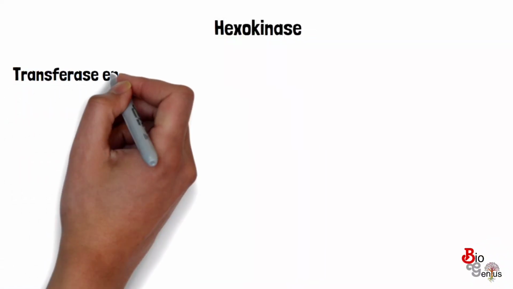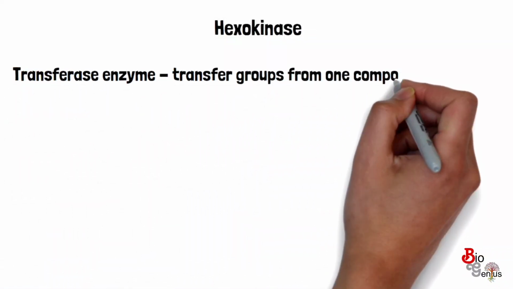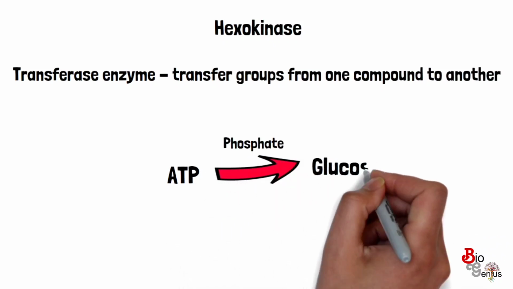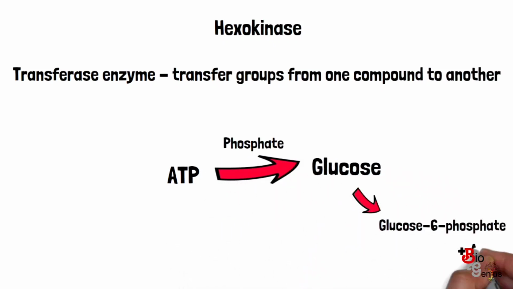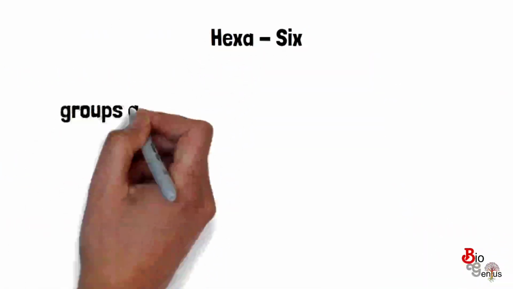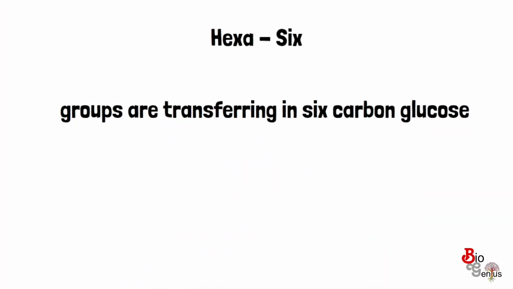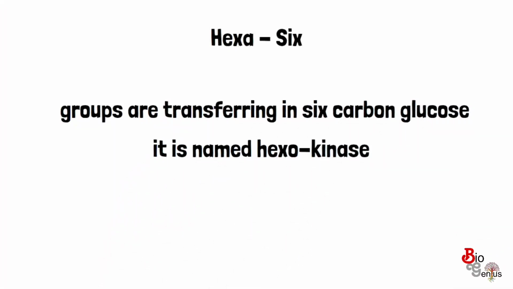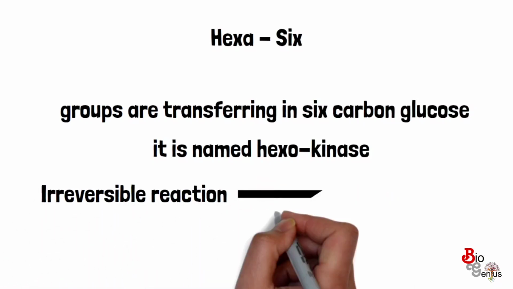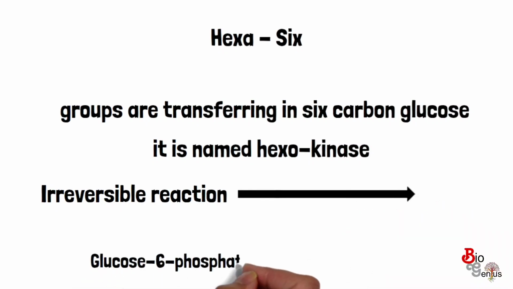If we recall, kinase is a type of transferase enzyme. Transferase enzymes transfer groups from one compound to another. Here it is transferring a phosphate group from ATP to glucose by converting ATP to ADP. The term hexa means 6. As the groups are transferring in 6-carbon glucose, that's why it is named hexokinase. And yes, it is an irreversible step. That's why there is one arrow in this reaction. Glucose 6-phosphate cannot form glucose with the help of the same enzyme.